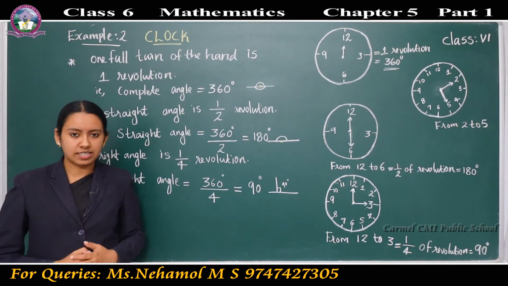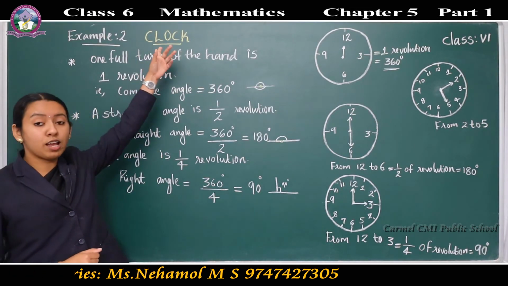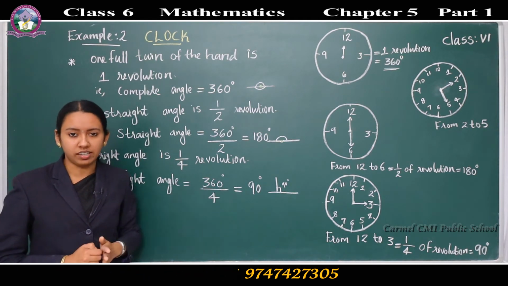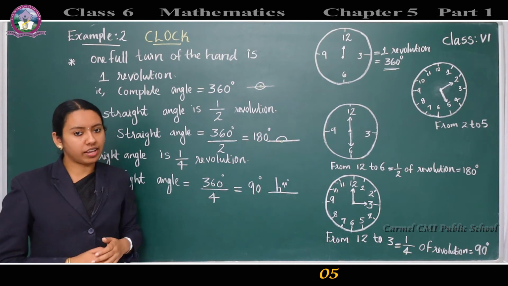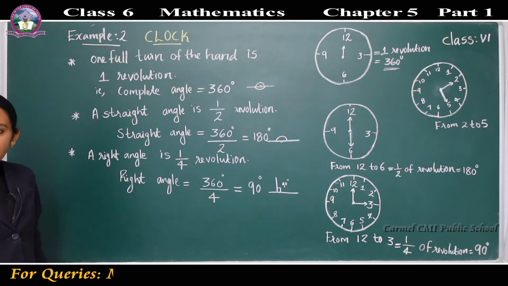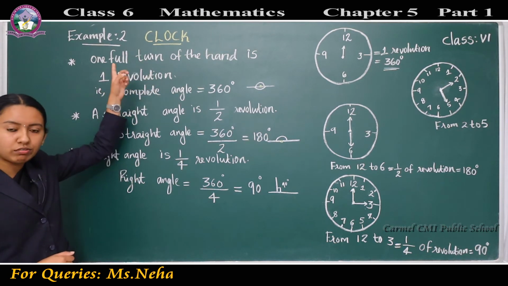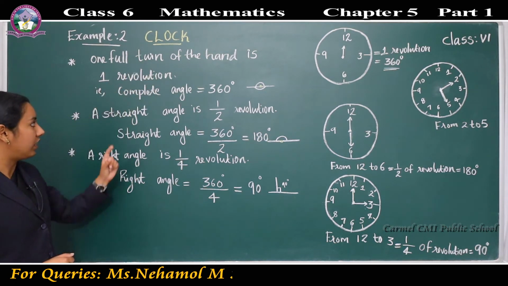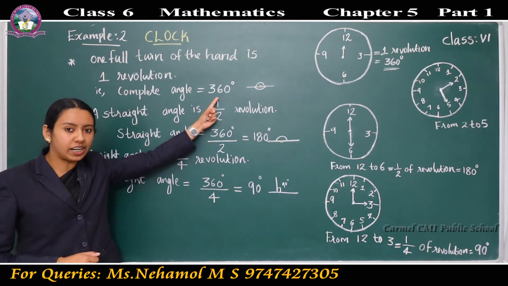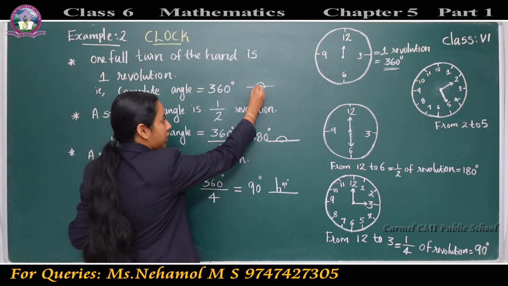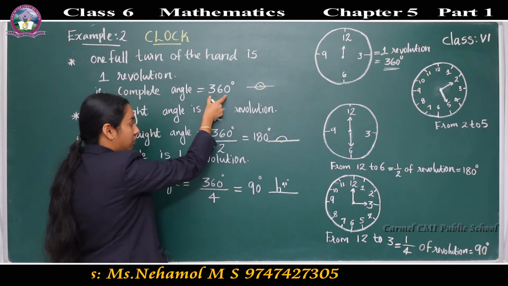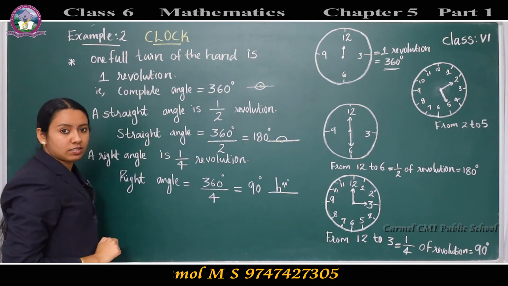Now consider the second example, that is a clock. When the hand of a clock moves from one position to another, we have an example of an angle. One full turn of the hand is 1 revolution. That is a complete angle, and its value is equal to 360 degrees.